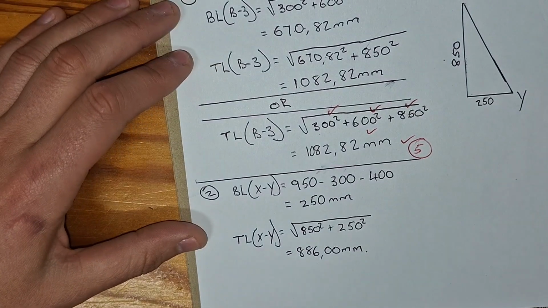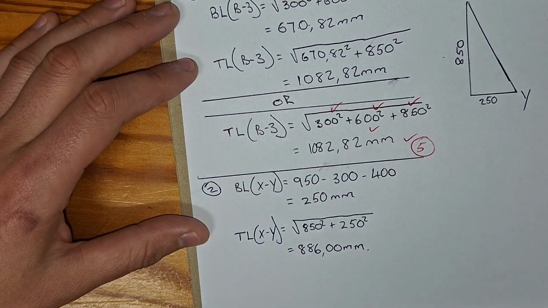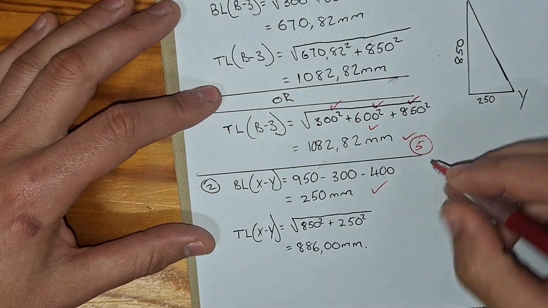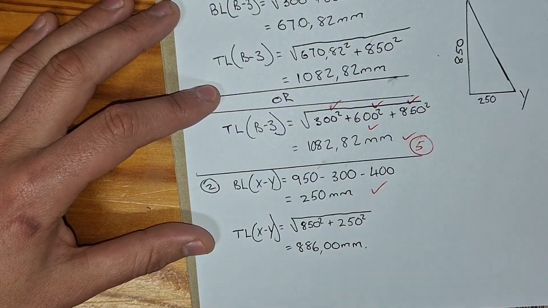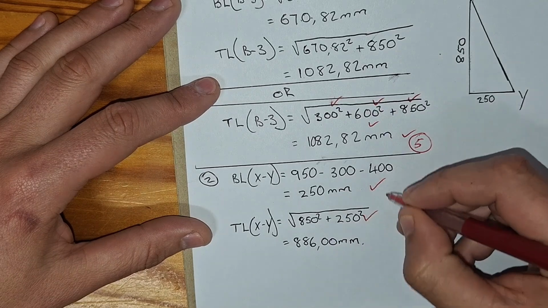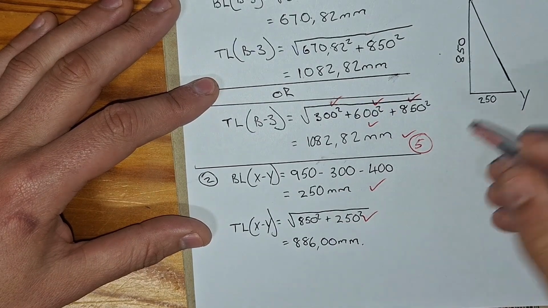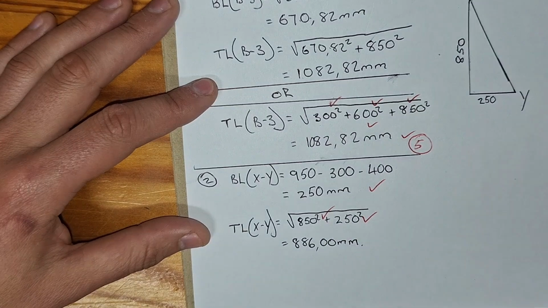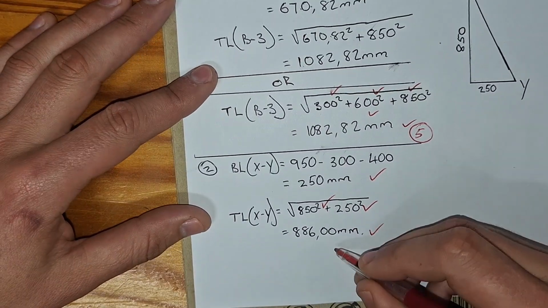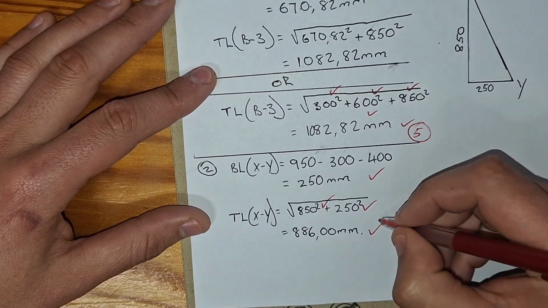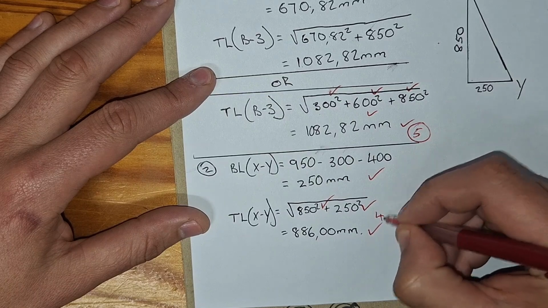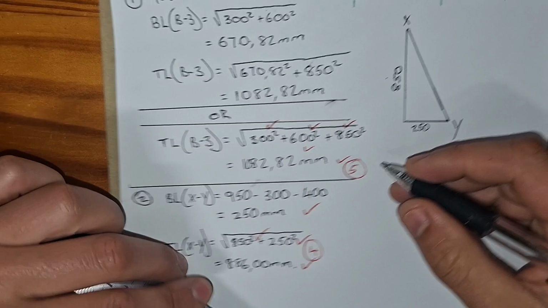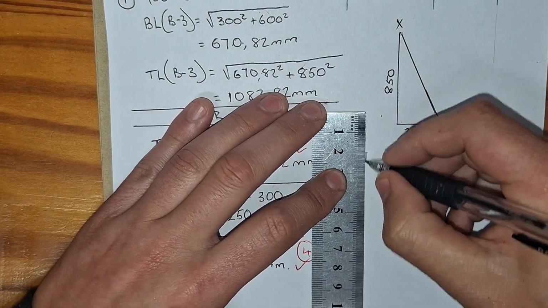Okay, so the mark allocations are given in the following way. It will be 1 mark for calculating the 250, 1 mark for substitution of the 250 into the true length formula, 1 for the vertical height of 850, and 1 for the final answer of 886.00 millimeters, and that's a total of 4 marks.